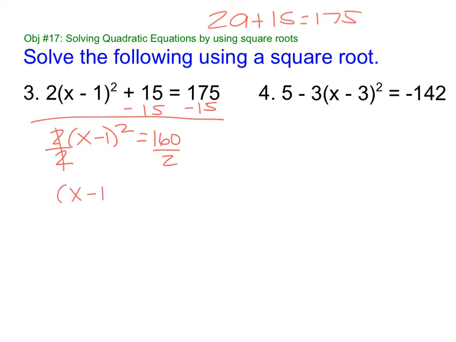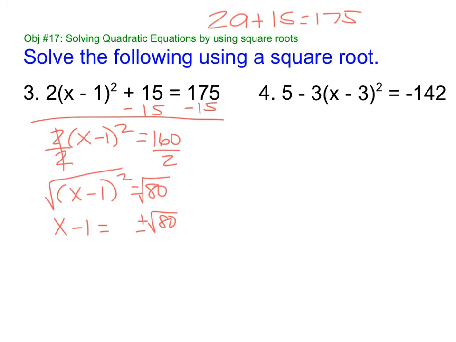x minus 1 squared equals 80. Now it's similar to the one we just did. Pause the video if you didn't finish it and finish it on your own. Square root of both sides. x minus 1 equals plus or minus root 80.